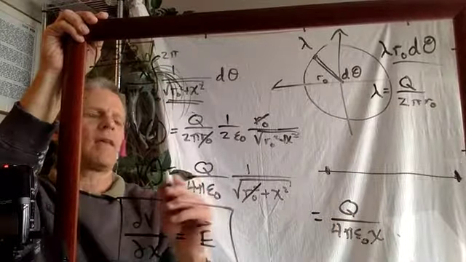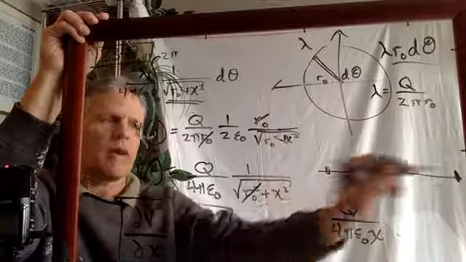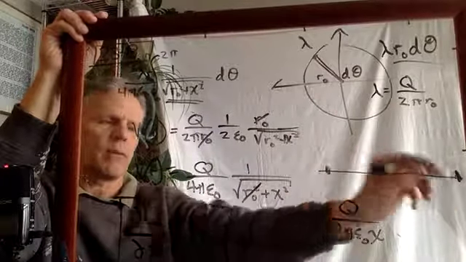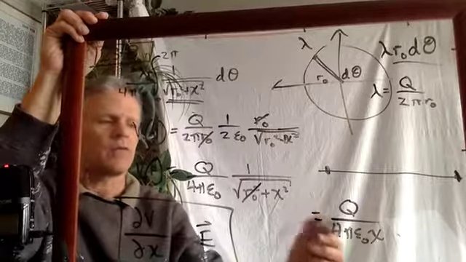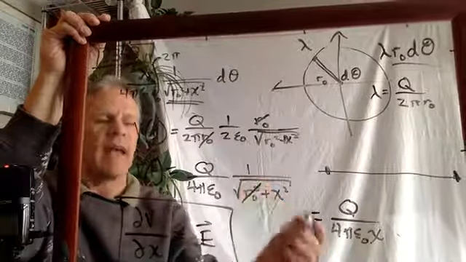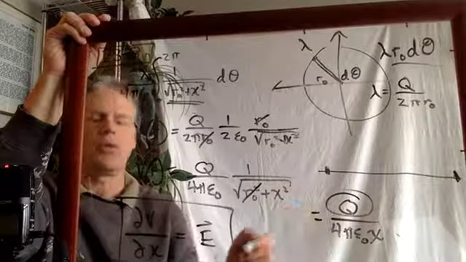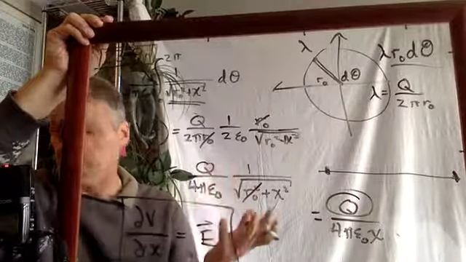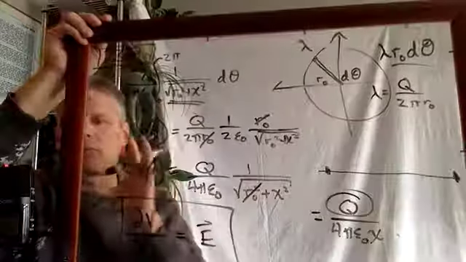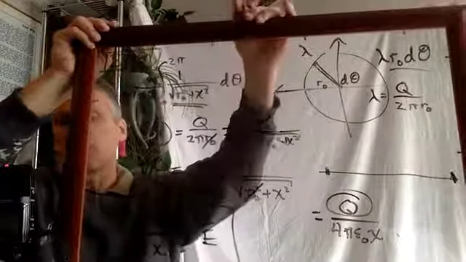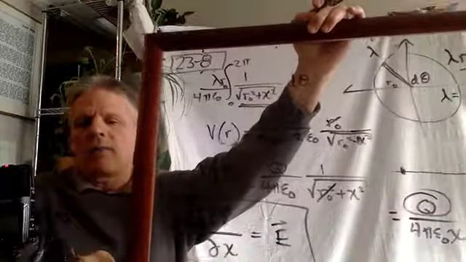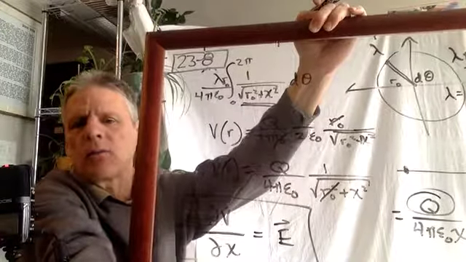But X in this case is really just R, right? It's just the distance we are away from this. And in this particular case, you'll see this is exactly what we would expect for a point charge here of magnitude Q. That's what we would expect to see, because as we get further and further away, that circle looks more and more like a point. Okay, that was 23.8 done a different way than your book does it.